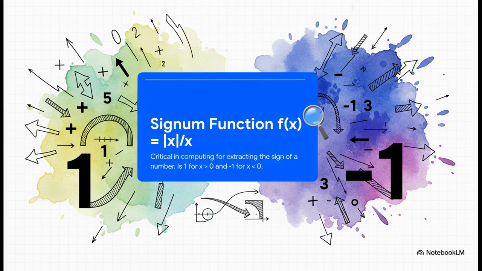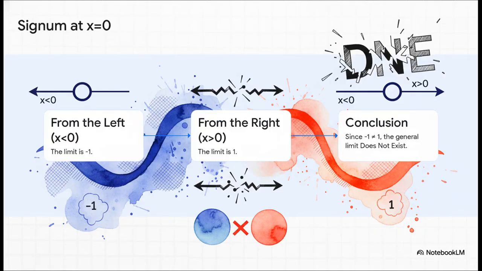The whole trick here is that absolute value on top. Just think it through. If x is a positive number, say 5, you get 5 divided by 5, which is 1. But if x is a negative number, like -3, the absolute value turns it into a positive 3. So you get 3 divided by -3, which is -1. So you can already see the pattern here, can't you?